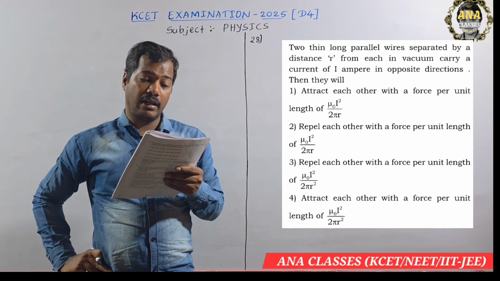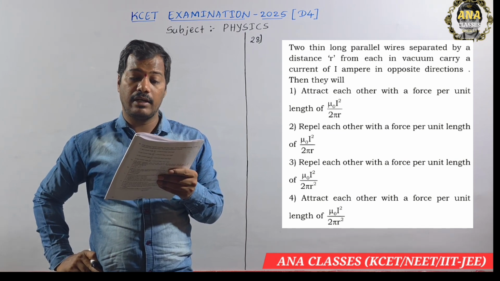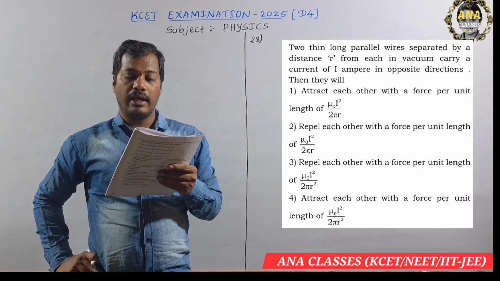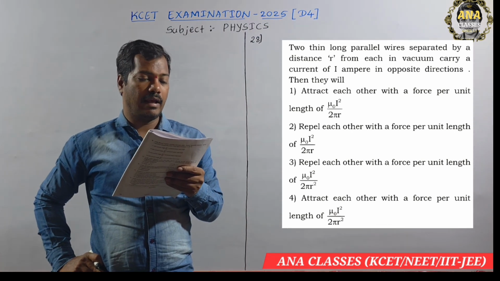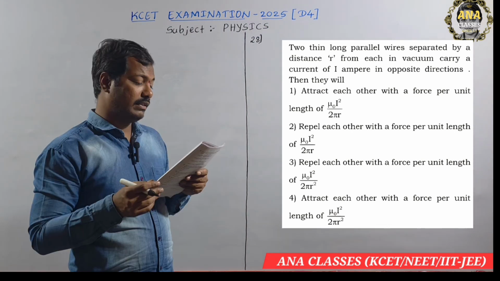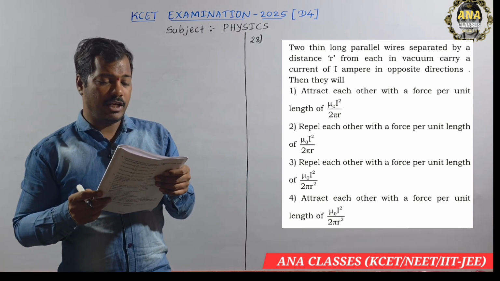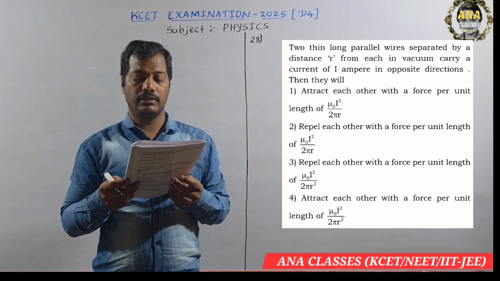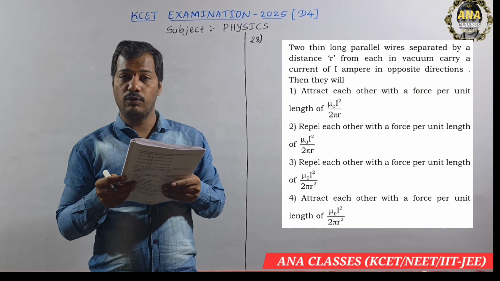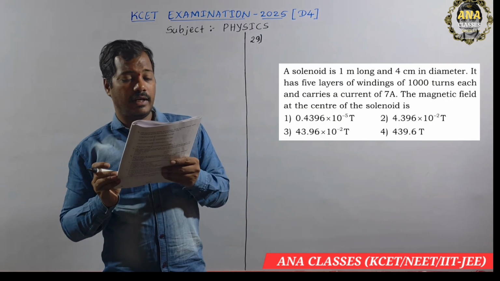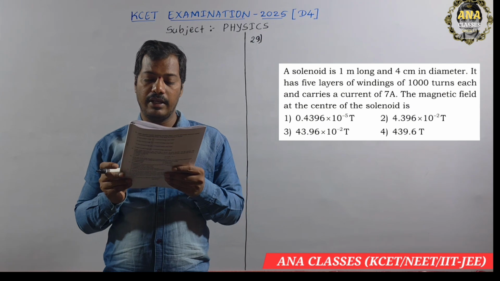Question number 28. Two thin long parallel wires separated by a distance r from each other in vacuum carry a current of I ampere in opposite directions. The second option is correct: they repel each other with a force per unit length of mu I square divided by 2 pi r is the correct answer.